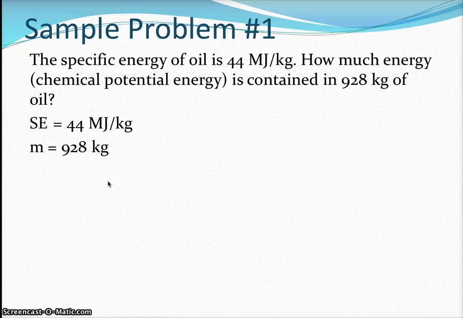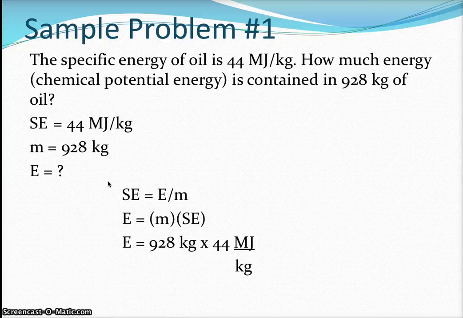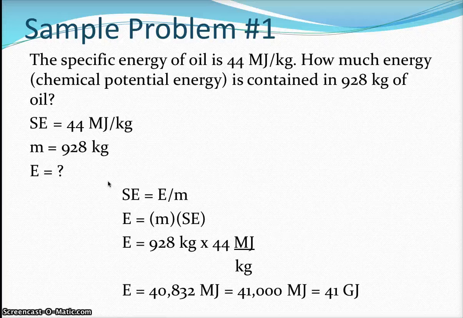Okay, so there's our givens, our specific energy, our mass, and we want to figure out how much energy is contained in there. We'll use our equation. Specific energy is energy over mass. We'll rearrange it algebraically. Energy is mass times specific energy, and we're going to plug in our numbers. Do the math, and we'll get 40,832 megajoules.